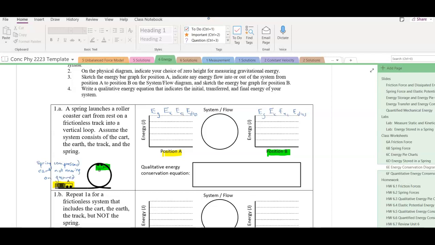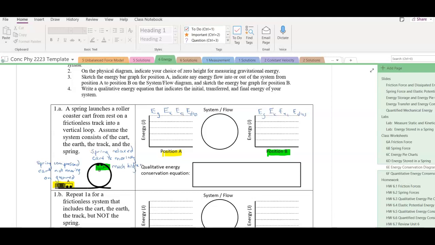But then when the cart is released, the spring pushes the cart and it starts moving along the track, and it goes through this loop-de-loop. So at position B, we're looking at it at the top of the loop, and so now the spring is relaxed, right? It's had time to go back to its equilibrium position, but the cart is moving, and it is much higher, right? It's above the ground. It's not on the ground anymore.